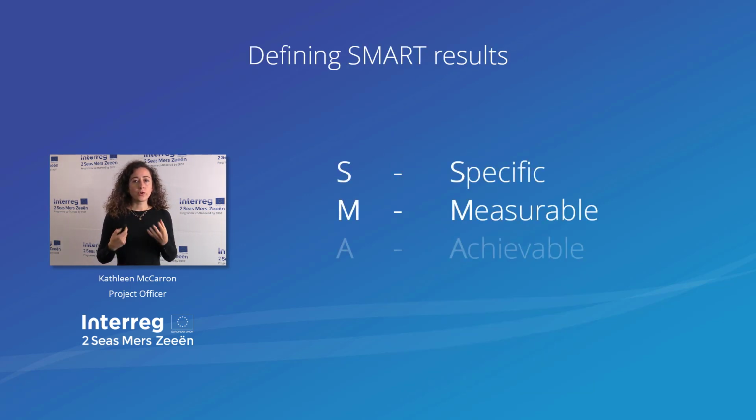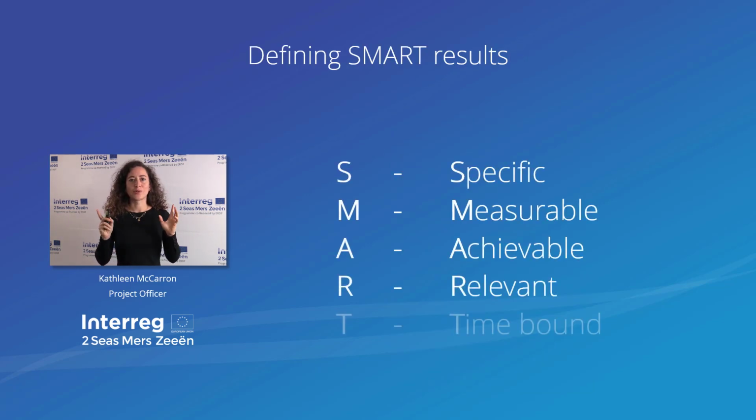So your specific results must be what we call SMART. So the idea is that they're specific, so tailored to your project; measurable, so that you can actually show an increase of something, a change in your results; achievable, meaning that by the end of your project, they must be achieved; relevant, meaning in line with the program expected results; and also time-bound.